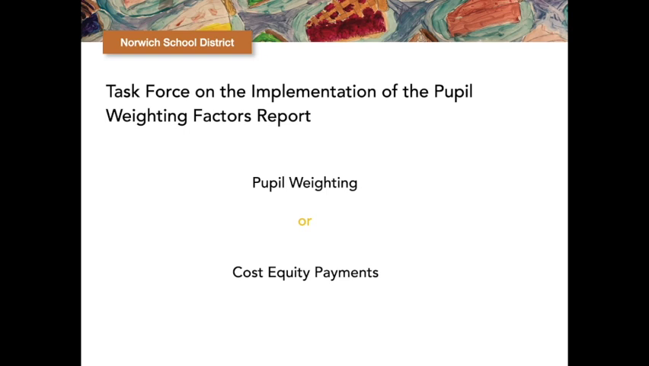The task force made 2 primary recommendations. The first was called pupil weighting, a recommendation to implement the pupil weights with some modifications as was recommended in the original study. The second was called cost equity payments, which would provide school districts with equity payments or grants derived from the new weights. The task force report also provided an analysis of the impact of either approach on school districts throughout the state.